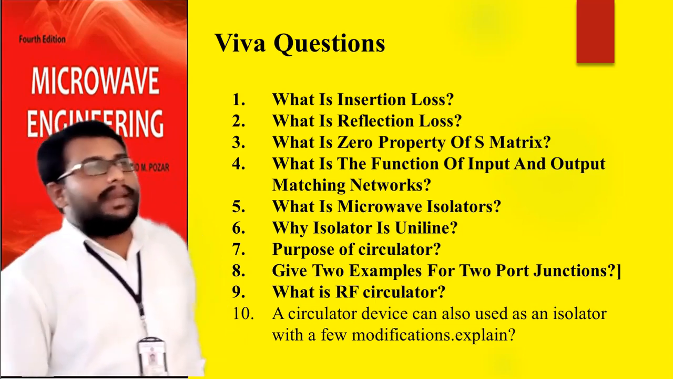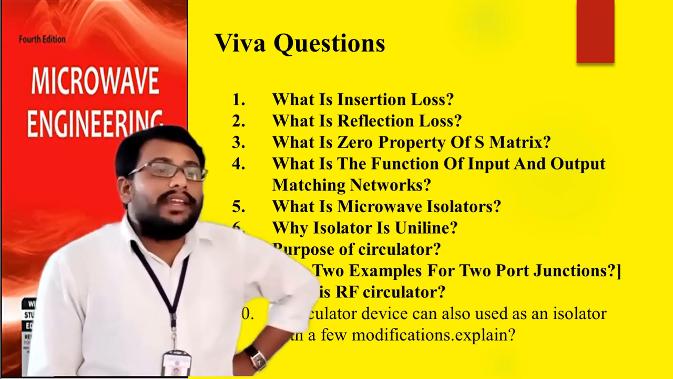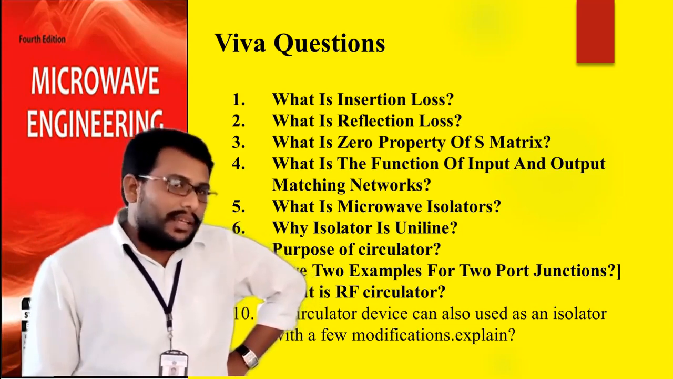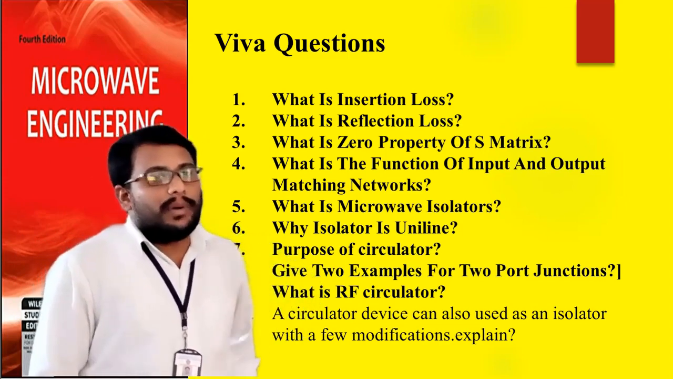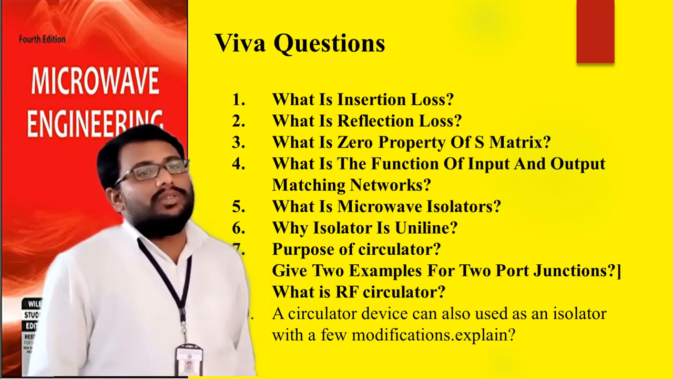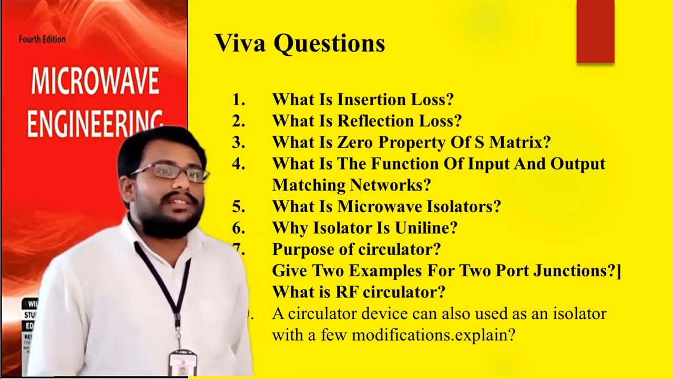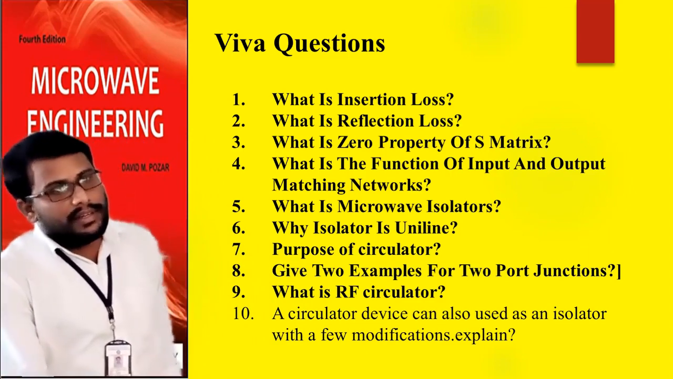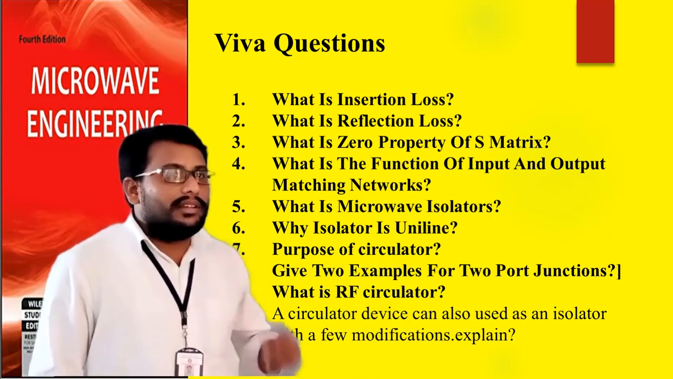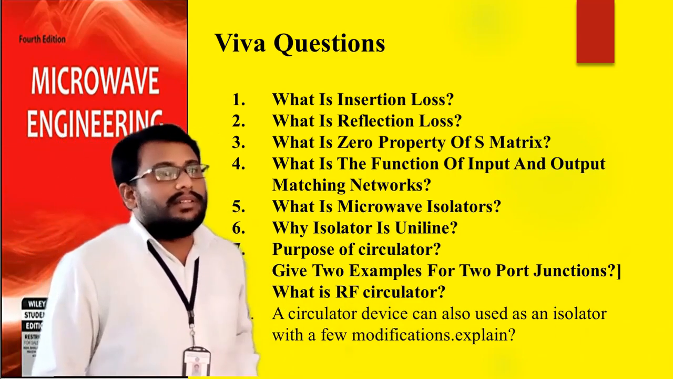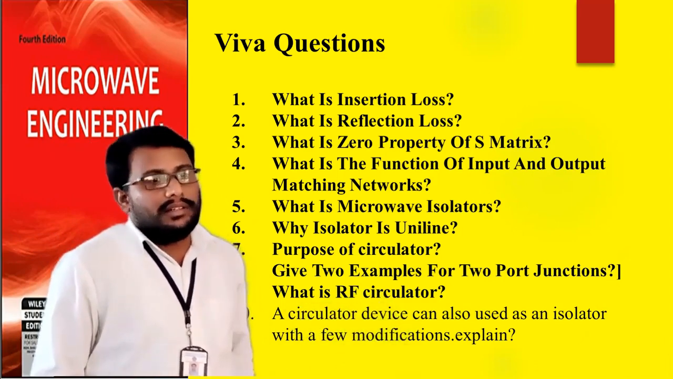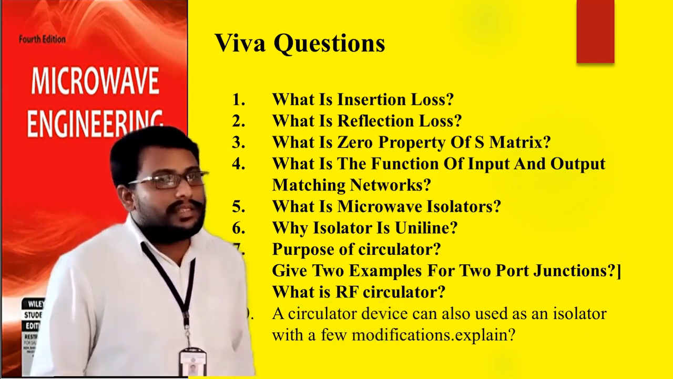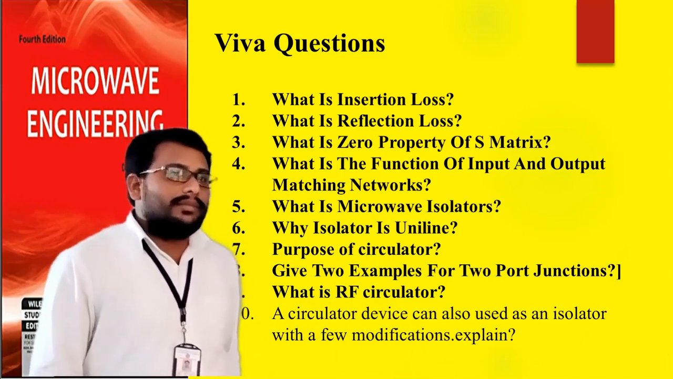And what is a microwave isolator? Why is an isolator actually like a unilline? Then, what is the purpose of the circulator, and give two examples of two-port junctions. What is an RF circulator? And a circulator device can also be used as an isolator with different modifications. How to explain why?